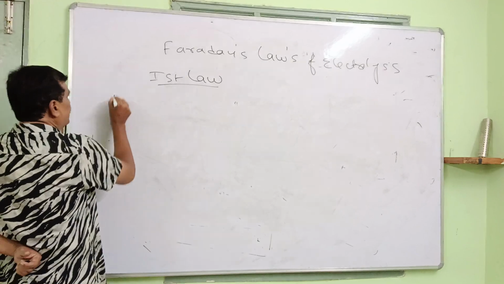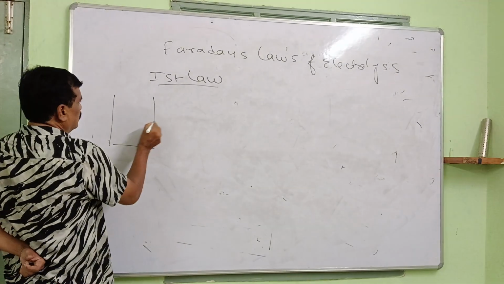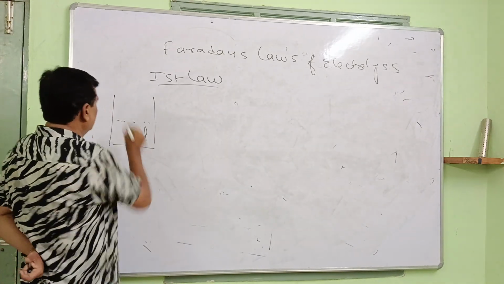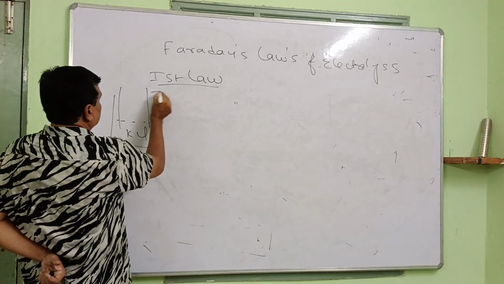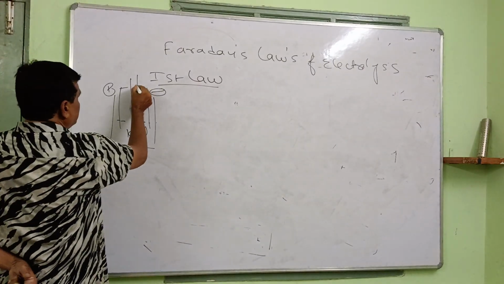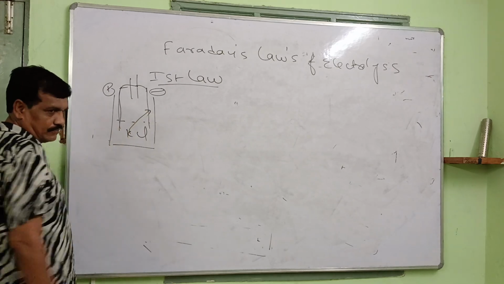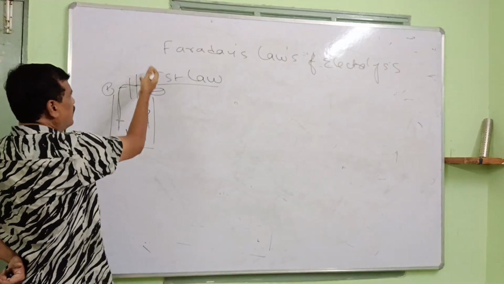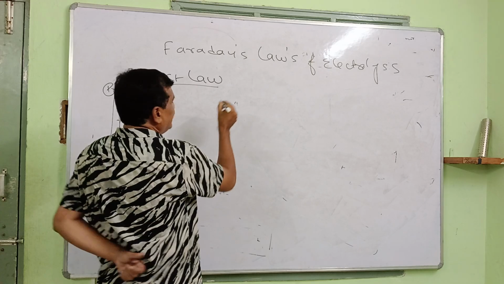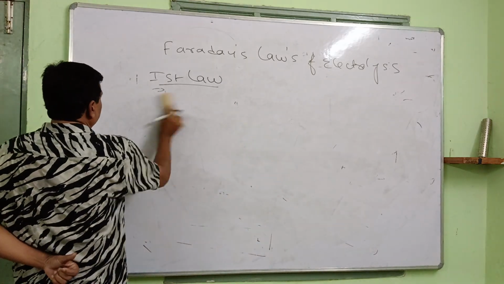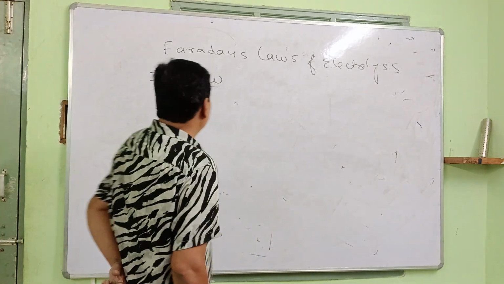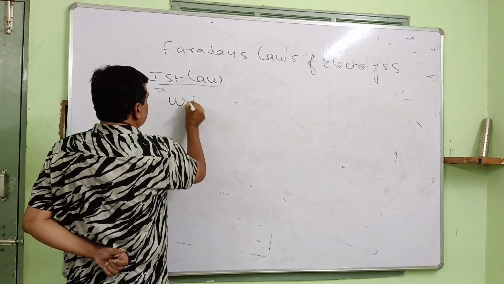That means I will take a vessel, and I will take any electrolyte, KCl. Two electrodes are there, cathode and anode. So what is the first law? If current is passed through the electrolyte, potassium will be deposited. How much is deposited depends on how much current is passed. That amount is directly proportional to the quantity of electricity. So mathematically, the amount of substance deposited at the electrode is directly proportional to the quantity of electricity. That means W is proportional to Q.